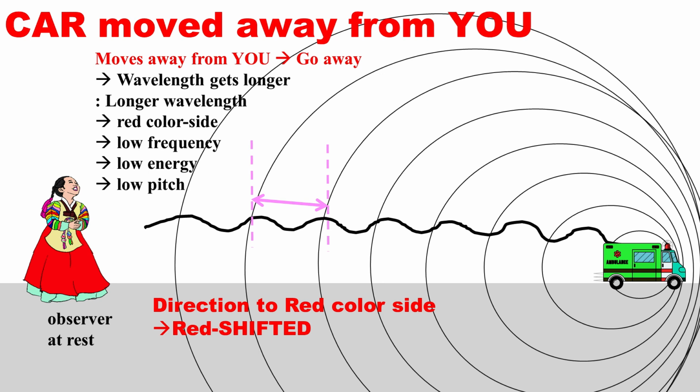So we know red has a long wavelength. The wavelength moves toward the red color side, which has low frequency, low energy, low pitch. When the wavelength gets longer in the direction of the red color, we call this red shifted wavelength.